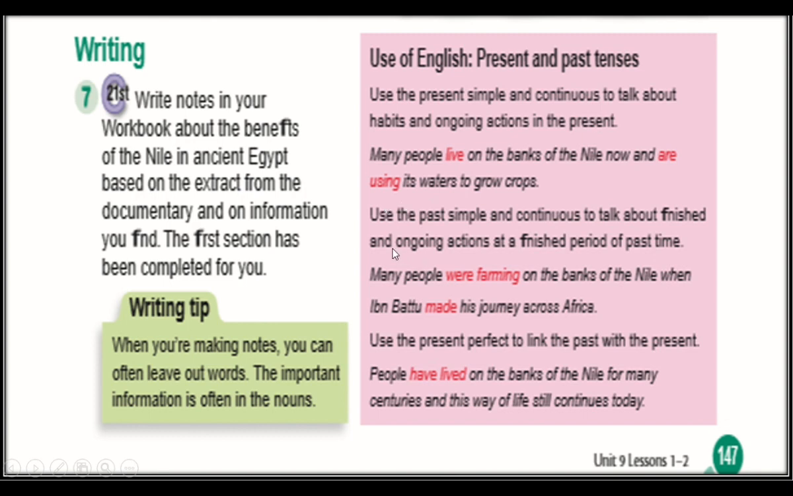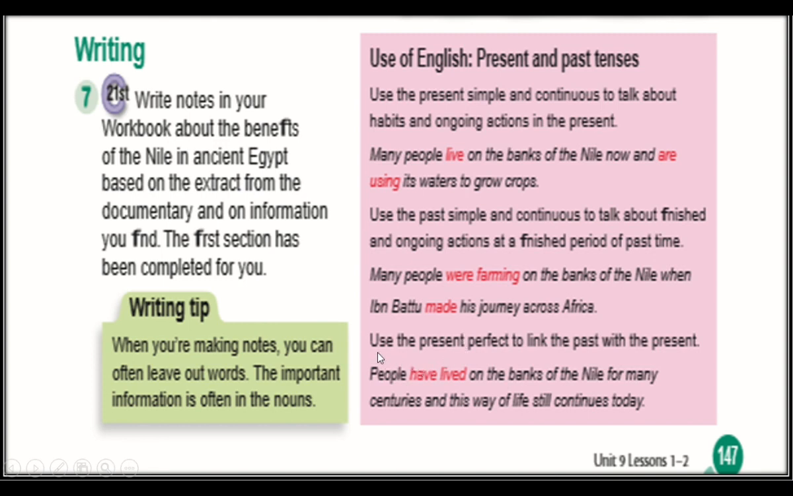Okay, the next part. Use the past simple and continuous to talk about finished and ongoing actions at a finished period of past time. For example, many people were farming on the banks of the Nile when Ibn Battuta made his journey across Africa. Made here is in the past simple. The second verb, were farming, is in the past continuous.